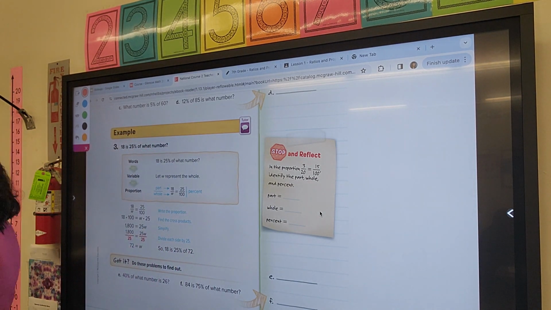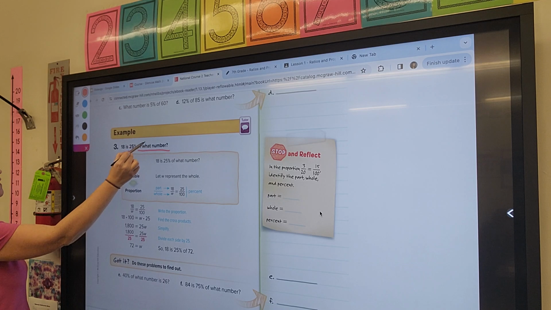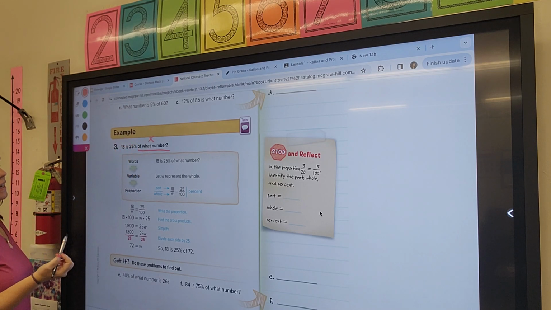Sophisticated. Yeah. Okay, so we're on example 3. I need you guys to look up at the board, please. So we have 18 is 25% of what number? So now we're solving for the whole. Remember, the word of means the whole. So of what number? That's gonna be our x.